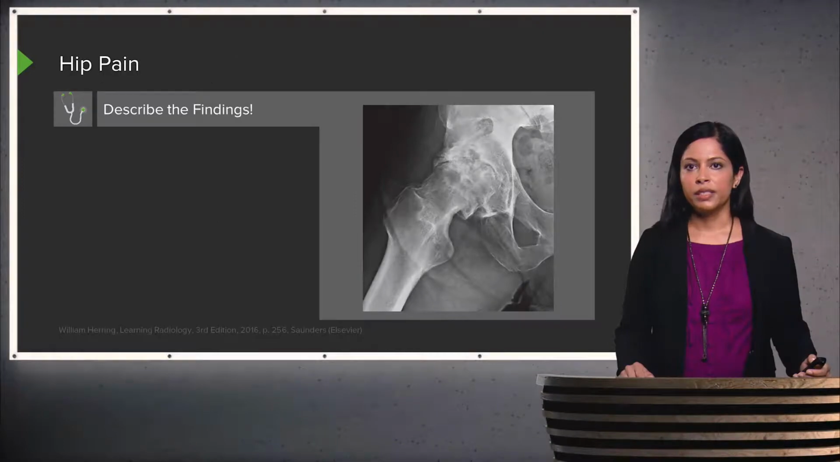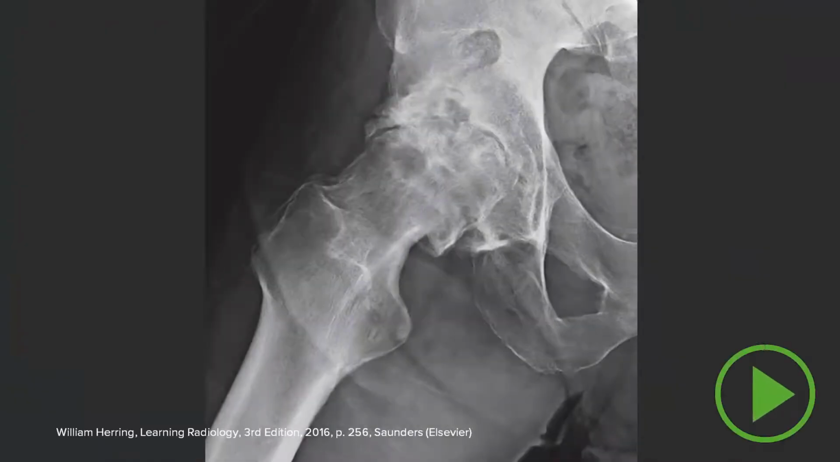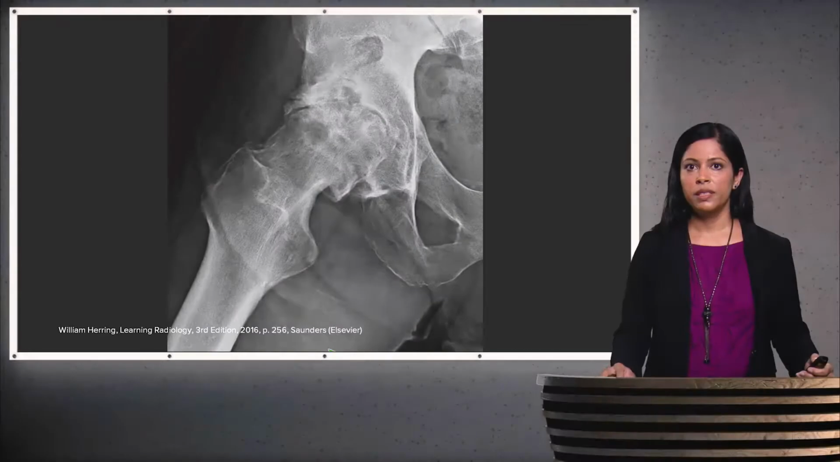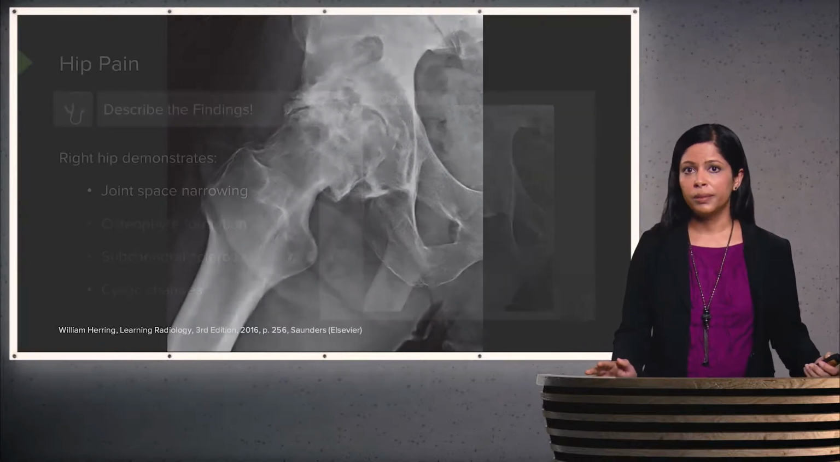So let's take a look at this case. This patient is presenting with right-sided hip pain. So what are the different findings that you see here? So you can see that this is the femoral head, and you can see the adjacent acetabulum. Both of them appear abnormal.